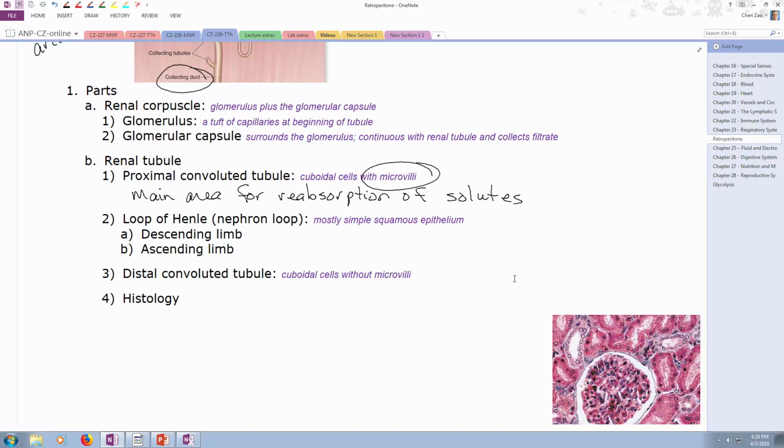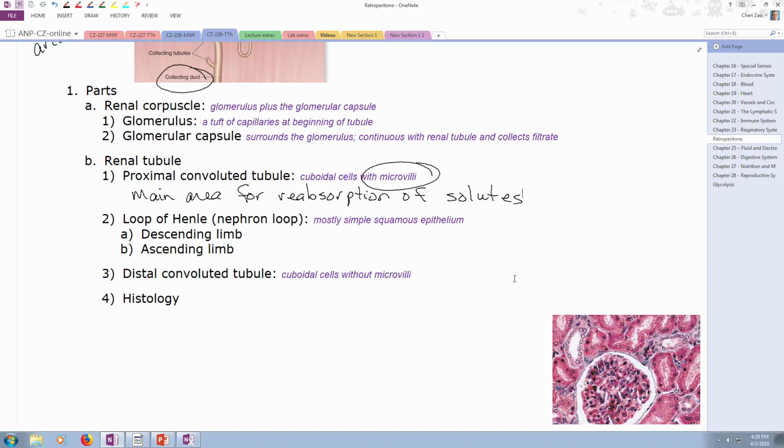The loop of Henle is also referred to as the nephron loop. So yeah, I have to tell you the old-fashioned name, loop of Henle. And if you're talking to an old-fashioned nephrologist or kidney specialist, he'll talk about loop of Henle too. So you need to know that nephron loop is the loop of Henle.